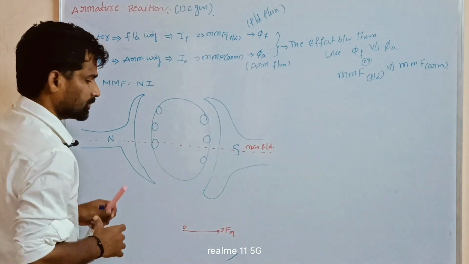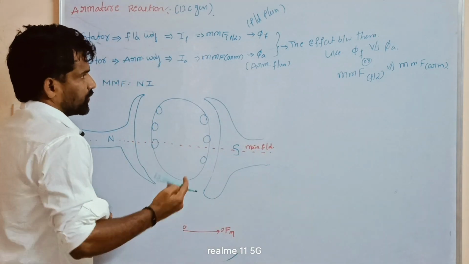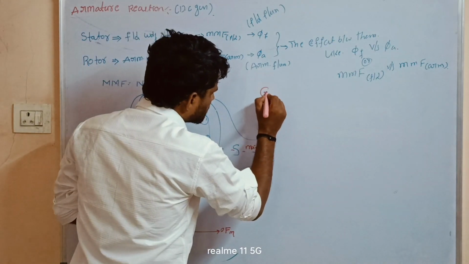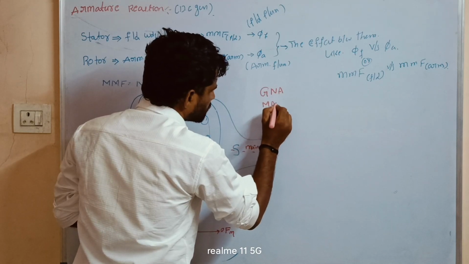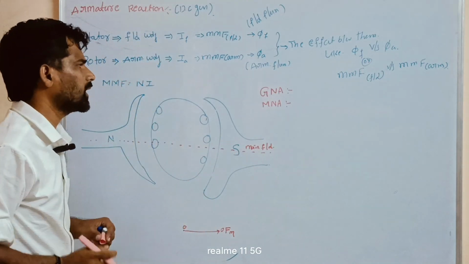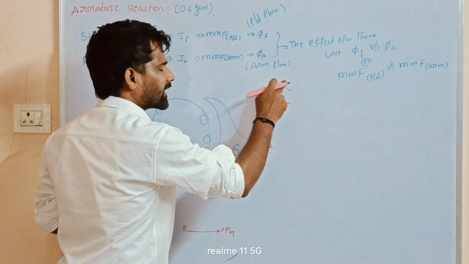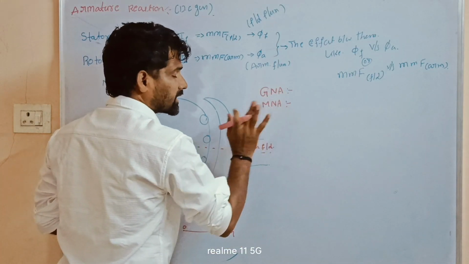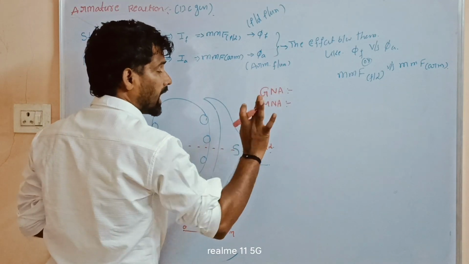Let us discuss two more points: GNA and MNA. I think we know the full forms. GNA is the geometrical neutral axis, and MNA is the magnetic neutral axis.